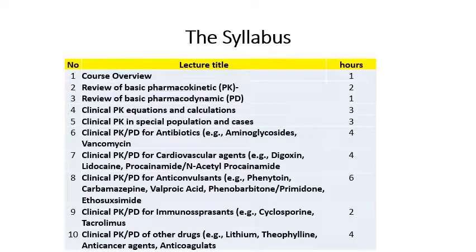The topics of this course will include review of basic pharmacokinetics, review of basic pharmacodynamics, clinical pharmacokinetic equations and calculations, clinical pharmacokinetics in special populations and cases, and clinical pharmacokinetics and pharmacodynamics for antibiotics, for cardiovascular agents, for anticonvulsants, and for immunosuppressants and other drugs like lithium, theophylline, anti-cancer agents, and anticoagulants.